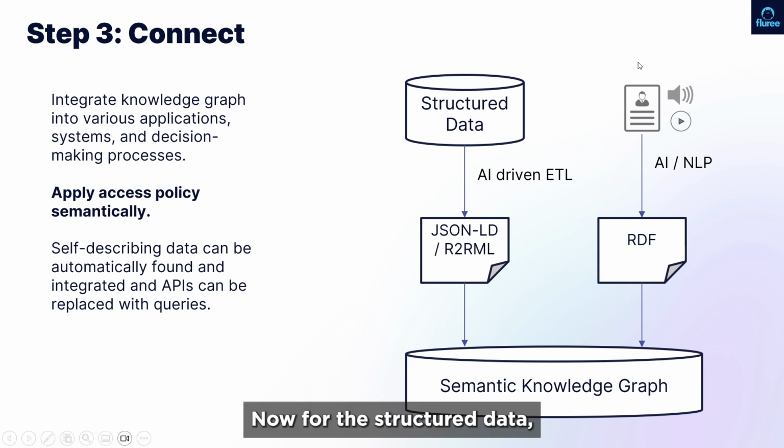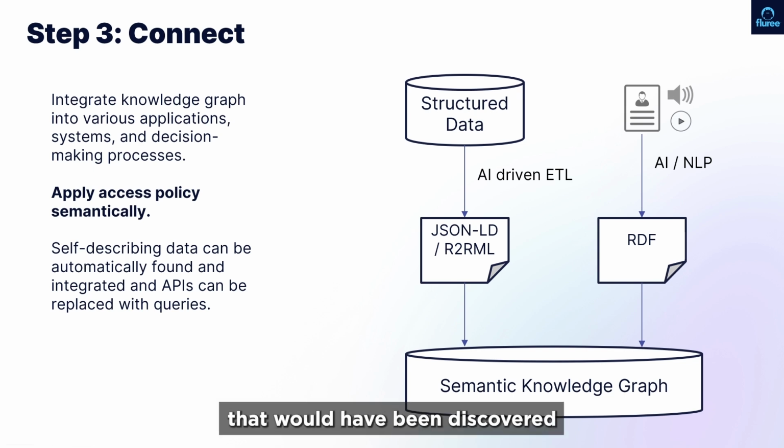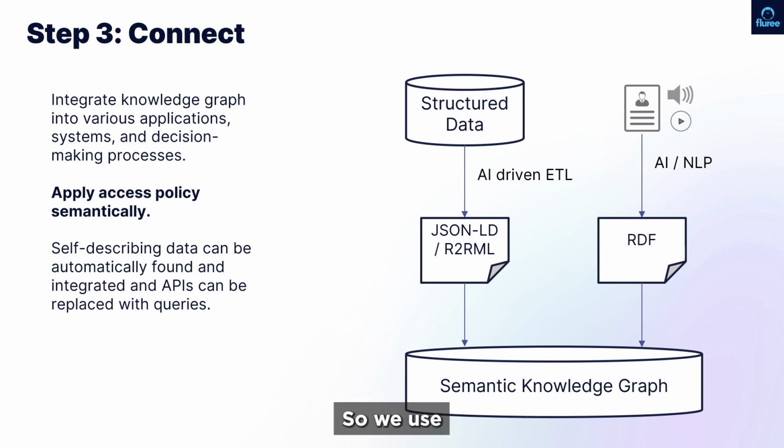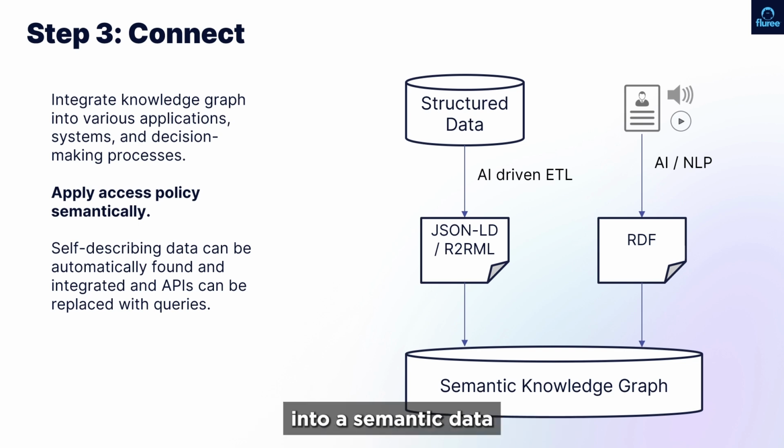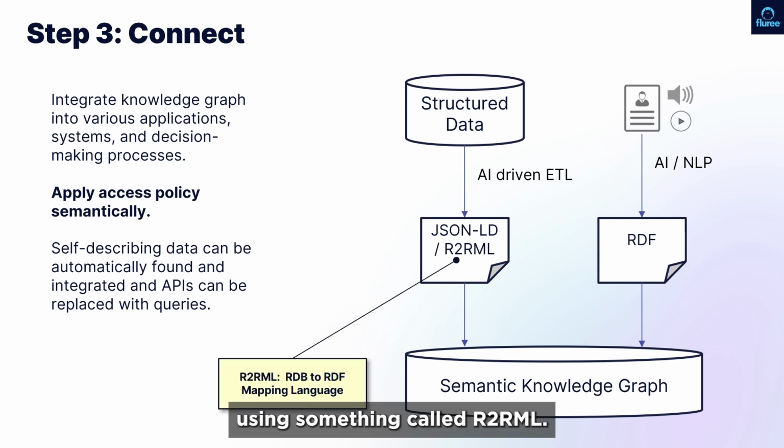Now, for the structured data, what we can do is take the information that has been discovered and we can either convert the data into a rich semantic format. So we use JSON linked data as a way to describe or convert structured data very easily into a semantic data set that can be easily understood by large language models or other systems that know how to read and understand semantic data. Or you can take the metadata, the mappings, and save it in a slightly different format using something called R2RML.